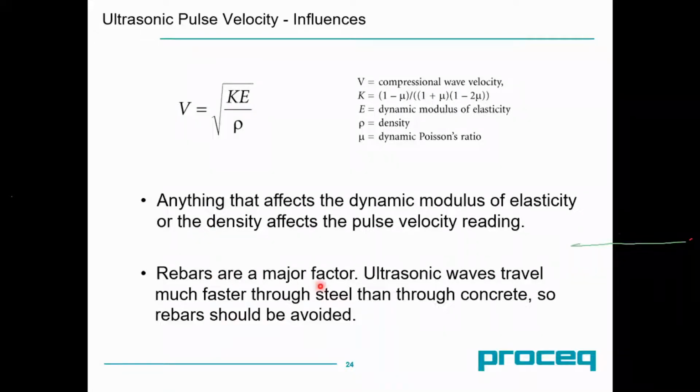Rebars are major factors. Sometimes rebars can increase the pulse velocity in concrete when measurement is done, especially when rebars are running in parallel. The velocity of steel is about 5,900 meters per second. So if you see your UPV measurement coming close to this value, you can suspect the pulse is actually running through the steel rather than the concrete.